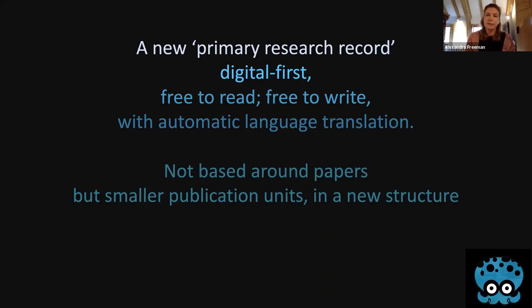So Octopus is designed to maximize the access to primary research, which is kind of easy to do because we can make it digital first, and we can make it free to read and free to write, and we can build in automatic language translation to remove some of those barriers to access. But we can also change the concept of what a publication unit is, and that's what we're talking about today, and you've heard a lot about.